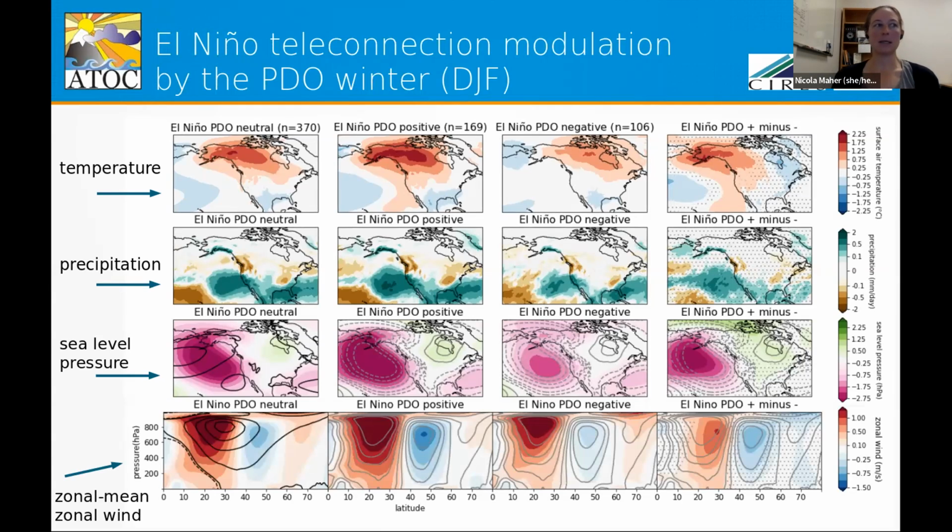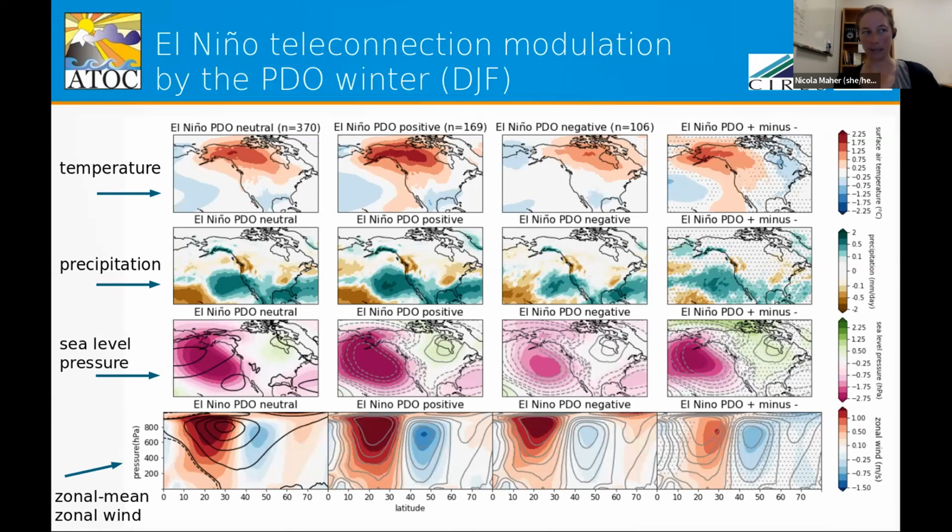And here again, you can see the same thing on the bottom panels, but here we have a latitude versus pressure coordinate. Again, those black contours on the left are the mean state. And you can see for the bottom left, what we know happens for an El Nino, that the Pacific jet is strengthened and moves south.